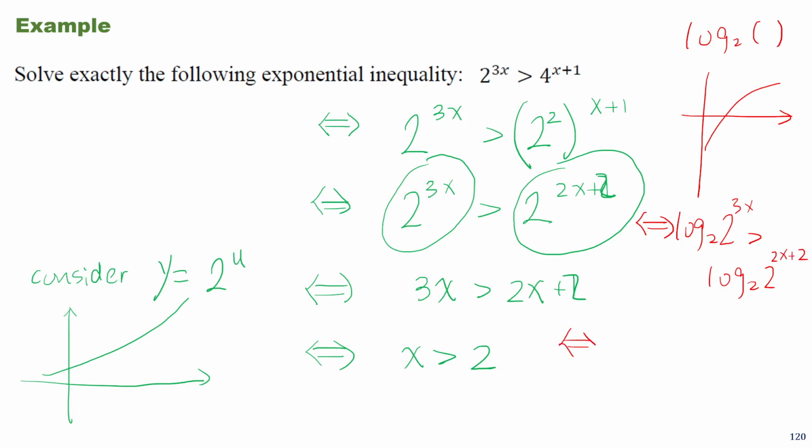And according to the power rule, the left side equals 3x times log base 2 of 2, which is 1, right? Is larger than 2x plus 2 times log base 2 of 2, which is also 1. So in this way, you can also solve x, which is x must be larger than 2, right? Did you get it?